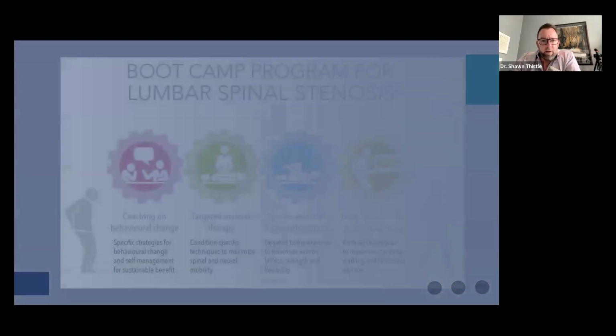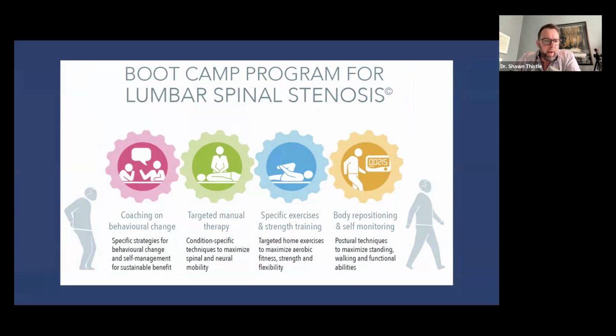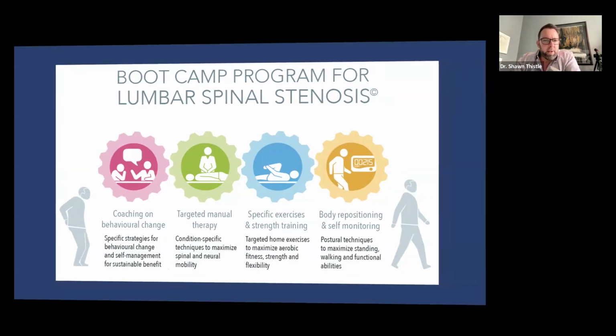And I've put all of his references in the back, but his program basically includes coaching and behavioral change, targeted manual therapy, specific exercise and strength training, and body repositioning and self-monitoring, all with the goal of reducing pain and improving walking tolerance. And you don't know what you don't measure, and his program focuses a lot on that as well. And as I said earlier, walking is an effective outcome measure.